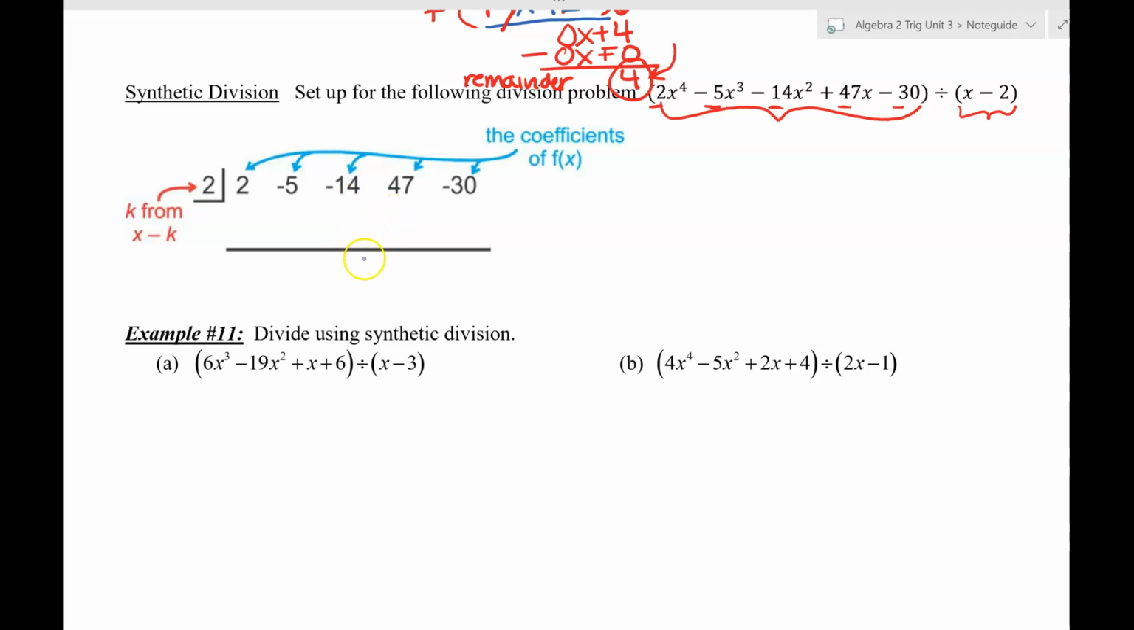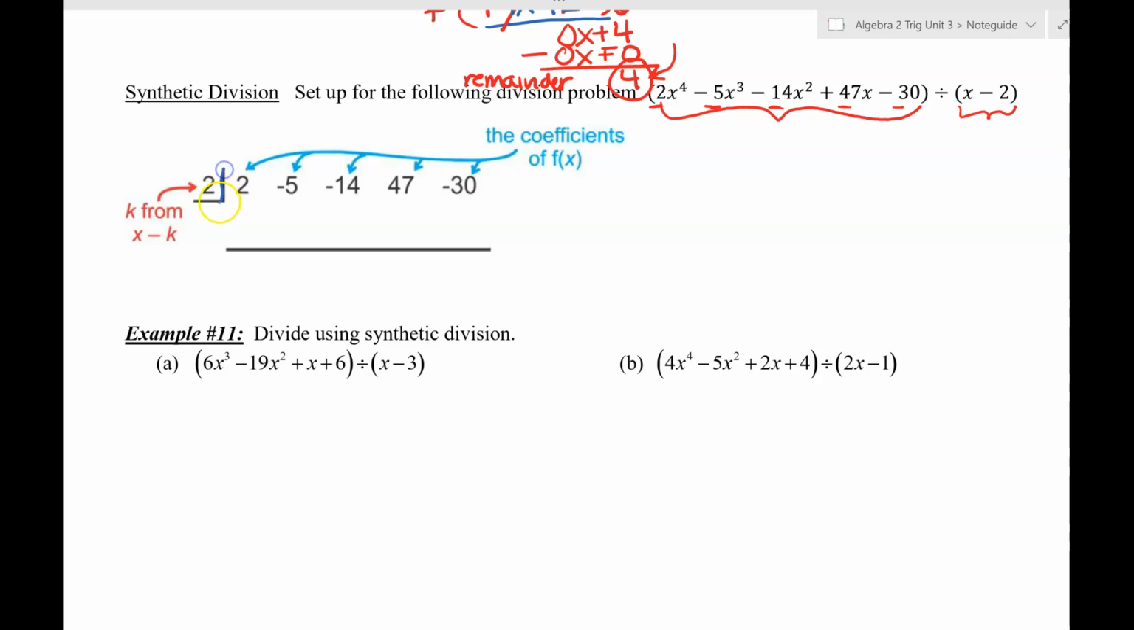Now, the 0 placeholder is extra important here because you can't even see the powers of x's. Like this is x to the 4th, but we don't see that next to it. So we are assuming that you have highest power all the way down to constant here. So if you were missing anything, you would definitely need a 0 placeholder.